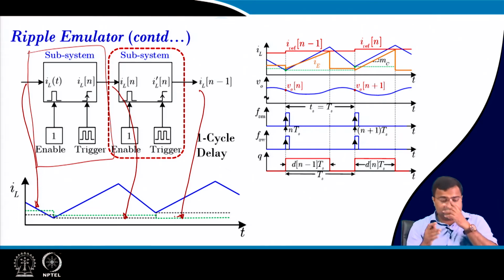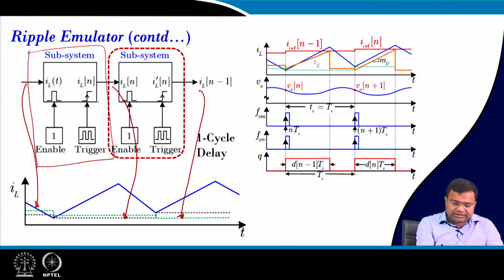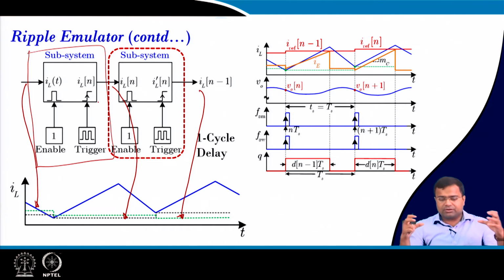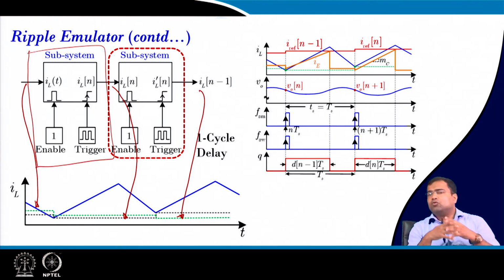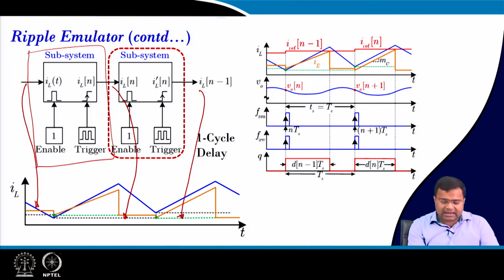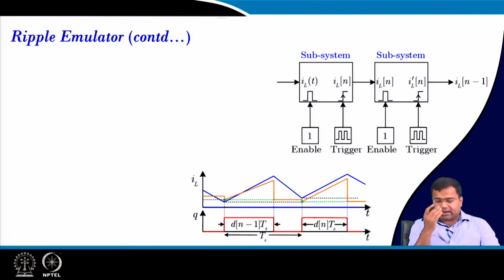So, that means the first block will generate the sample and hold of the current value point, and the second block will delay by one cycle. So, this is the overall implementation of the sample value, but it is not sufficient, because we have to add this ramp, because after this sample point we have to add this ramp. That means we need an additional block for this. And how to generate a ripple emulator?